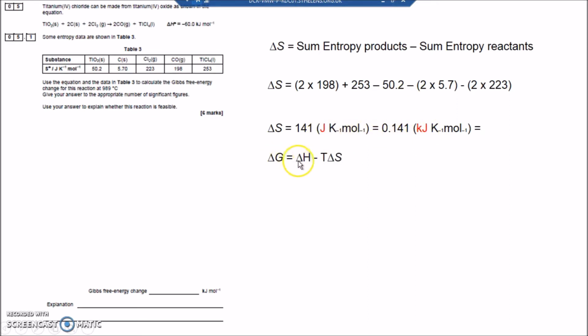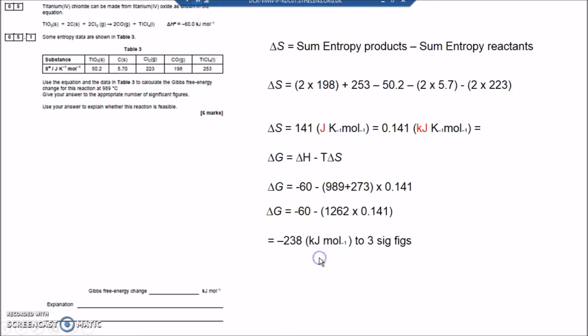And now delta G equals delta H minus T delta S. So delta H is minus 60, and I've got them both in kilojoules now: kilojoules and kilojoules for delta H and delta S. Temperature. Now temperature is given in degrees C, and it needs to be in Kelvin. So I'm going to take 298, add 273, and multiply by my 0.141, which is my entropy change.